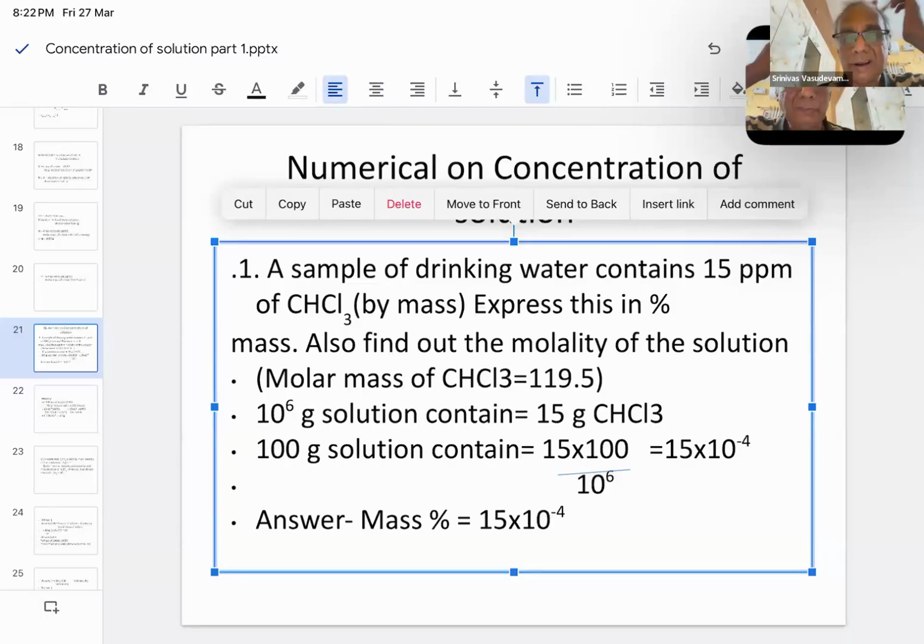So 10 power 6 grams of solution contains 15 grams of chloroform. 100 grams of solution contains how much? So 15 into 100 by 10 power 6, which is 15 into 10 power minus 4, which is the mass percentage of chloroform. Then I have to find out the molality. Now I know the mass percentage of chloroform.